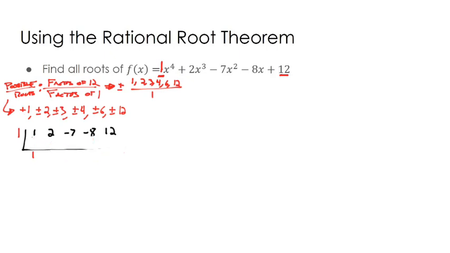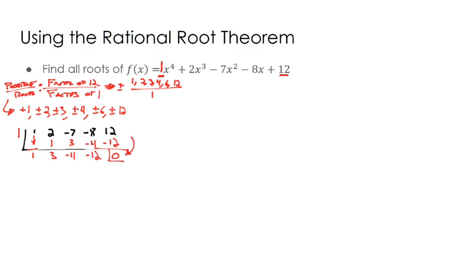So I'm going to change that to a positive 1 because now we're trying this positive 1 here. And let's play the same game. Oops, I'm still in eraser mode. Bring down our 1. 1 times 1 is 1. Add straight down. 3 times 1 is 3. Add straight down. Negative 4 times 1 is negative 4. Add straight down. Negative 12 times 1 is negative 12. Add straight down. And now we get the 0 remainder that we want.